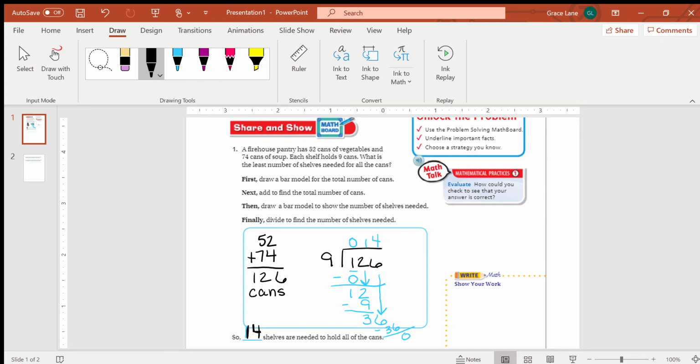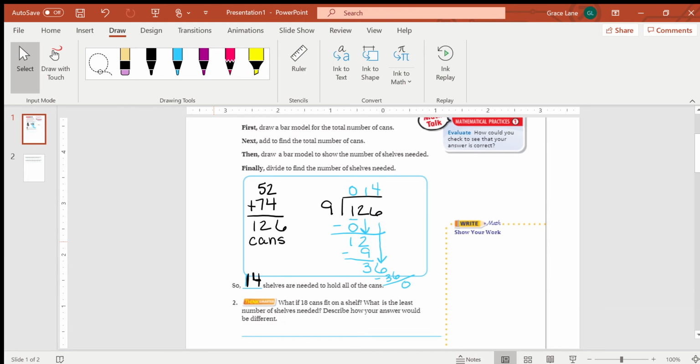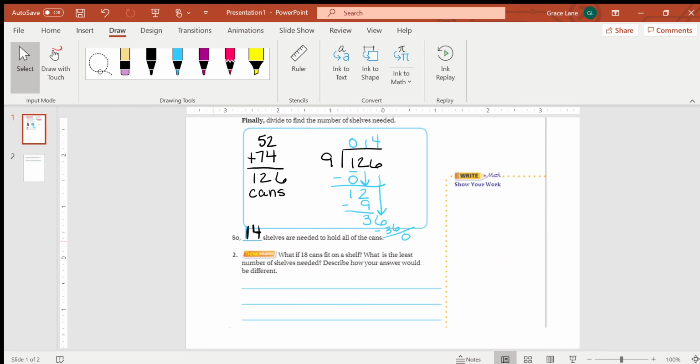All right, that's number 1. Number 2, though, kind of goes along with it. So when you're done, take a look at number 2. It says, what if 18 cans fit on a shelf? What is the least number of shelves needed? Describe how your answer would be different. So you could go work out the whole problem again, but this time think about dividing by 18 instead of 9.